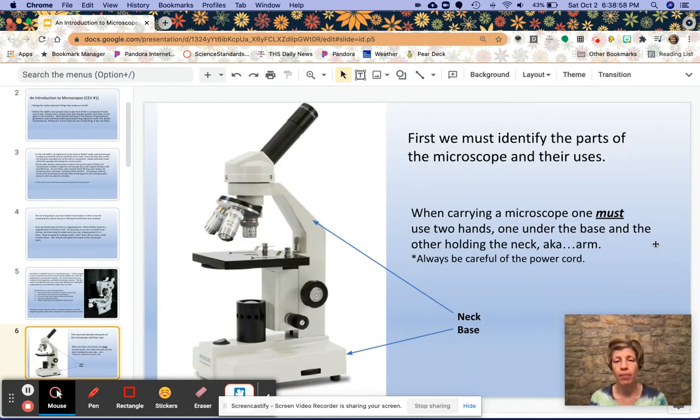First, we must identify the parts of the microscope and their uses. When carrying a microscope, one must use 2 hands, one under the base and the other holding the neck, aka arm. Always be careful of the power cord.